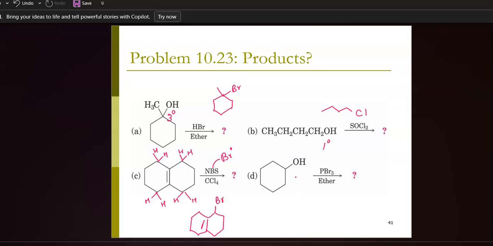The next one, the final one, is a secondary alcohol, and we are treating it with PBr3, and then again the OH will be substituted by bromine in this case, so that would be the product.